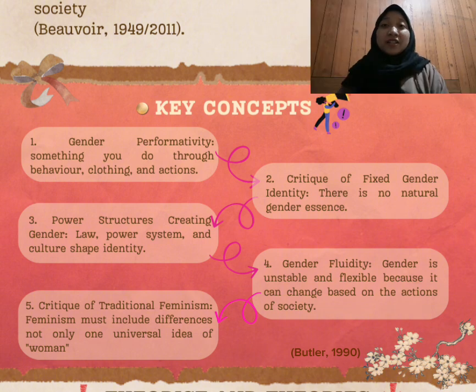The third one is power structure creating gender. You behave in a certain way because the power system accepts you to. For example, women speak politely because society's rules say that women need to speak politely.